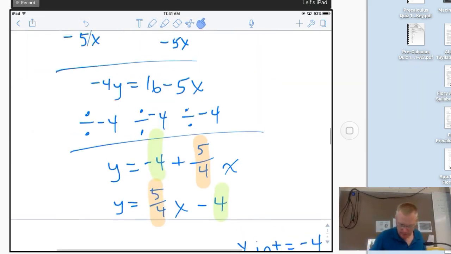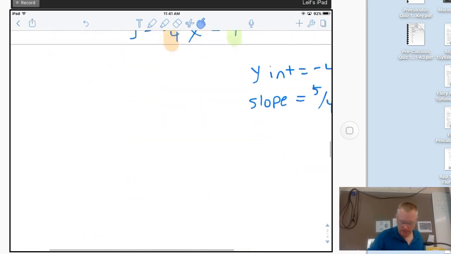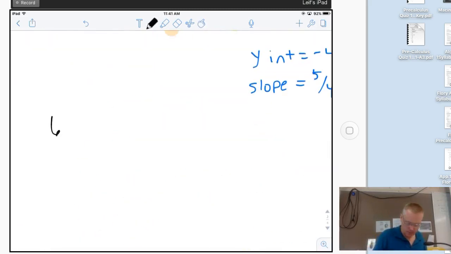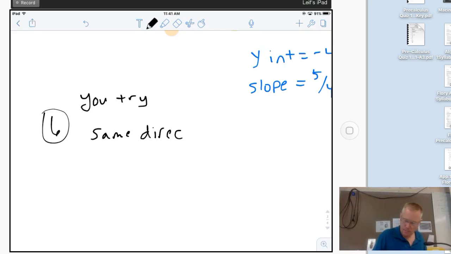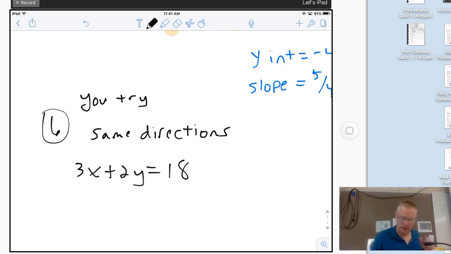Line number 6, I believe. Yep. You try. Same directions. 3x plus 2y equals 18, and I'd like you to get y alone and tell me what the slope and the y-intercept are.